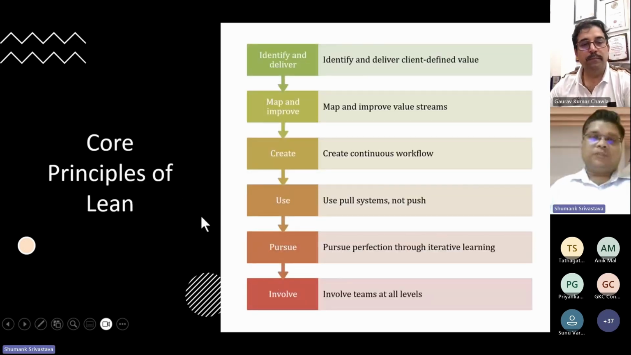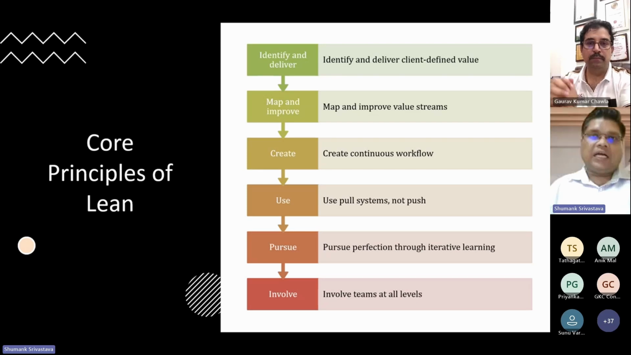Looking into the core principles, the major thing that we look at in lean is that we have to identify and deliver the client-defined value. For this purpose, we map the complete value stream, and then we try to identify what the constraints are, and then we resolve those. We create a continuous workflow where we use pull-based systems and avoid push-based systems. Based on this, we practice perfection through iterative learnings.